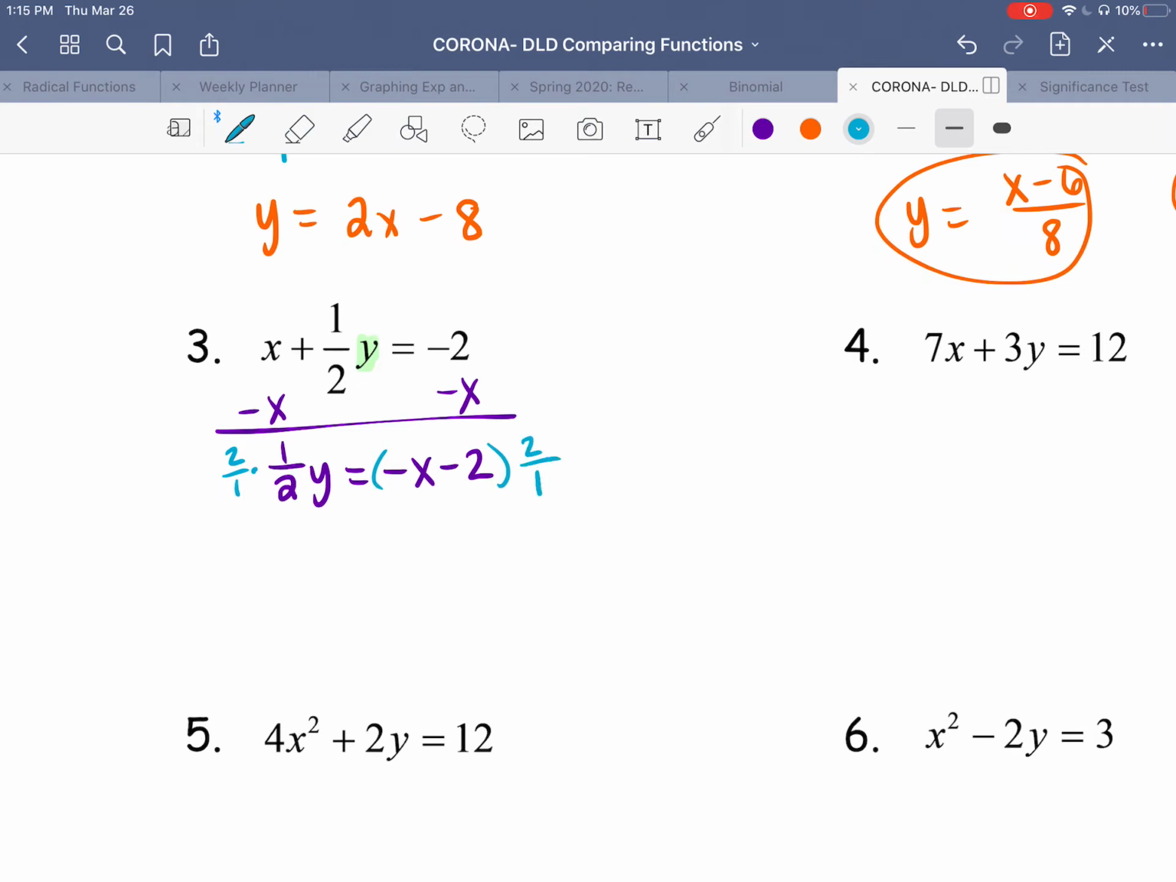Number 4, again, I know it's getting old, but I'm going to tell you again, we're solving for y. So we're going to subtract 7x first. 3y equals negative 7x plus 12. And we want to divide by 3. So we're going to have y equals negative 7/3 x plus 4.